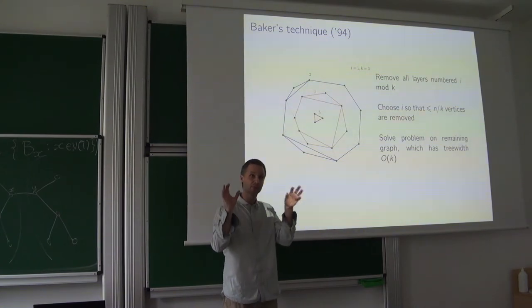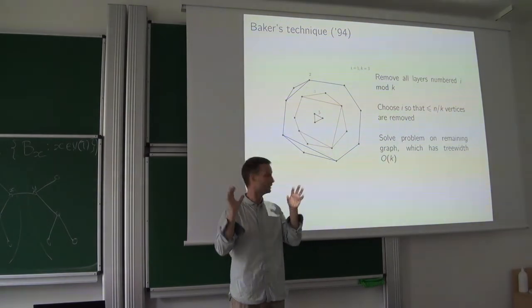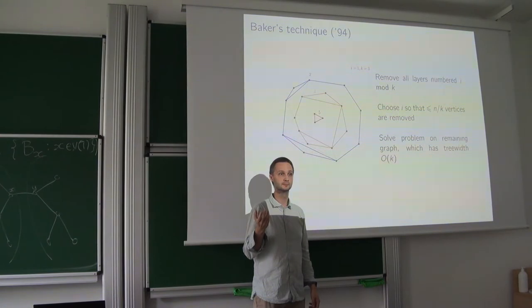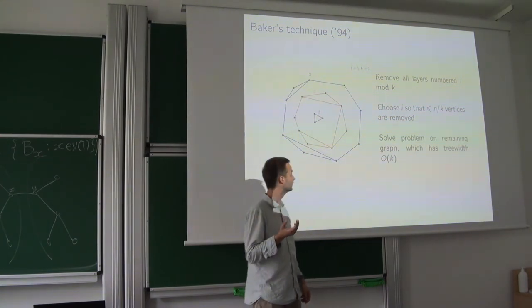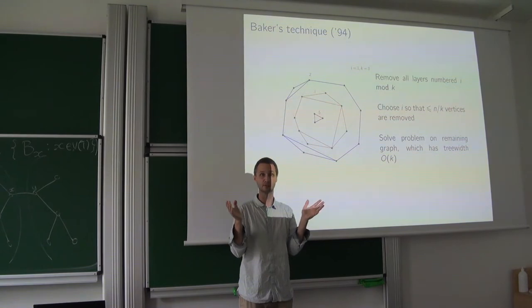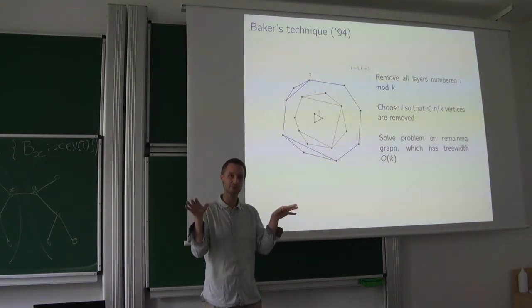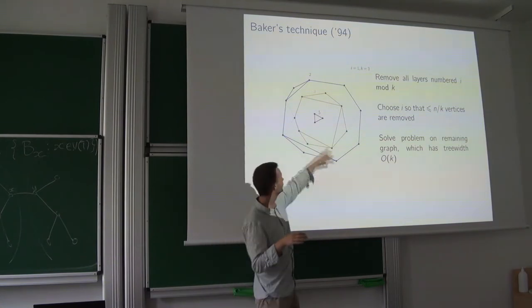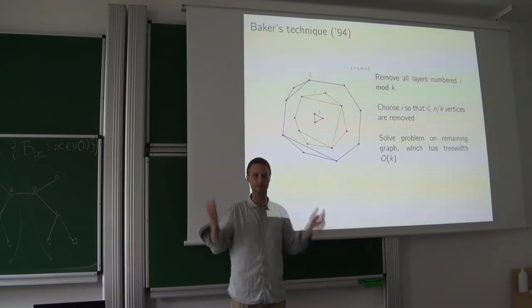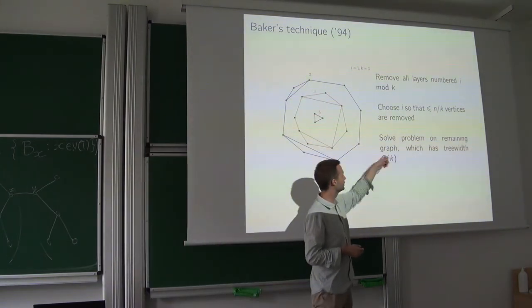And so what you see is that every connected component that is left after you remove those selected layers lives in a bunch of at most k consecutive layers. Okay? But if a connected component lives in k consecutive layers, it means that that connected component has treewidth big O of k, because k consecutive layers have treewidth big O of k. Now, the treewidth of a graph is the maximum treewidth of its connected components. So it means that after you remove these selected layers, you have treewidth big O of k. Right? Every connected component has treewidth big O of k, so the whole graph has treewidth big O of k.